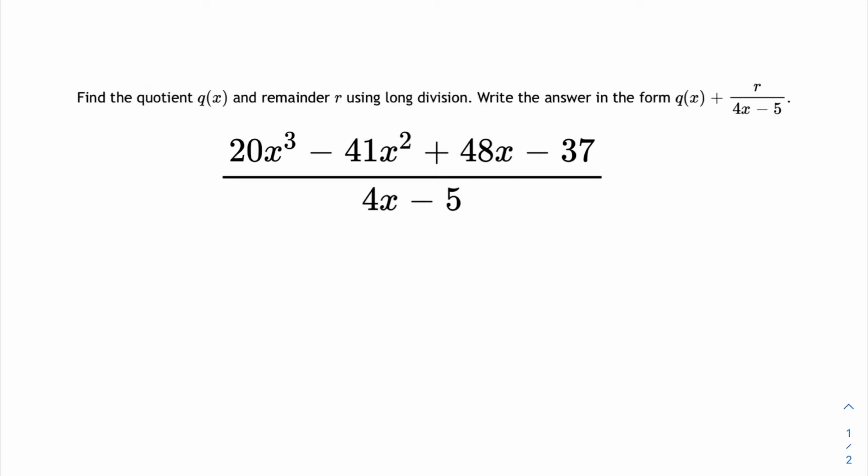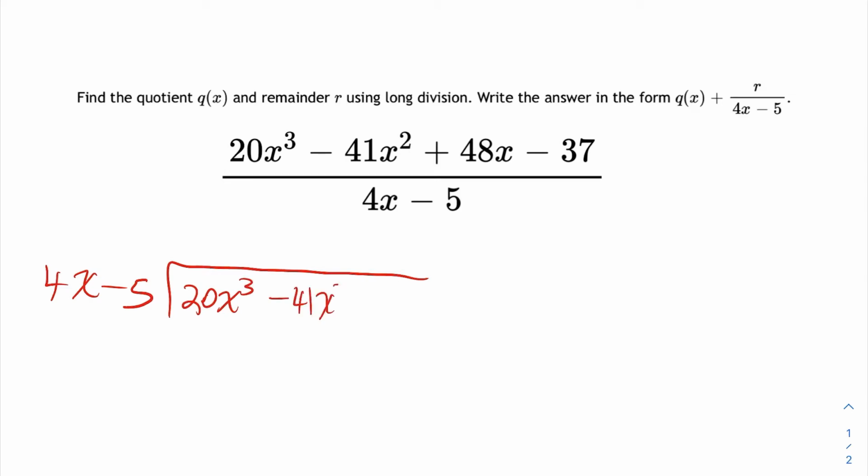So let's find the quotient q of x and the remainder r using long division. And then we need to write the answer in the form q of x, which is the quotient, plus the remainder over 4x minus 5, which is the divisor. So let's go ahead and put this in the long division form. 4x minus 5 goes outside. Then underneath the bracket we'll have 20x to the third minus 41x squared plus 48x minus 37.